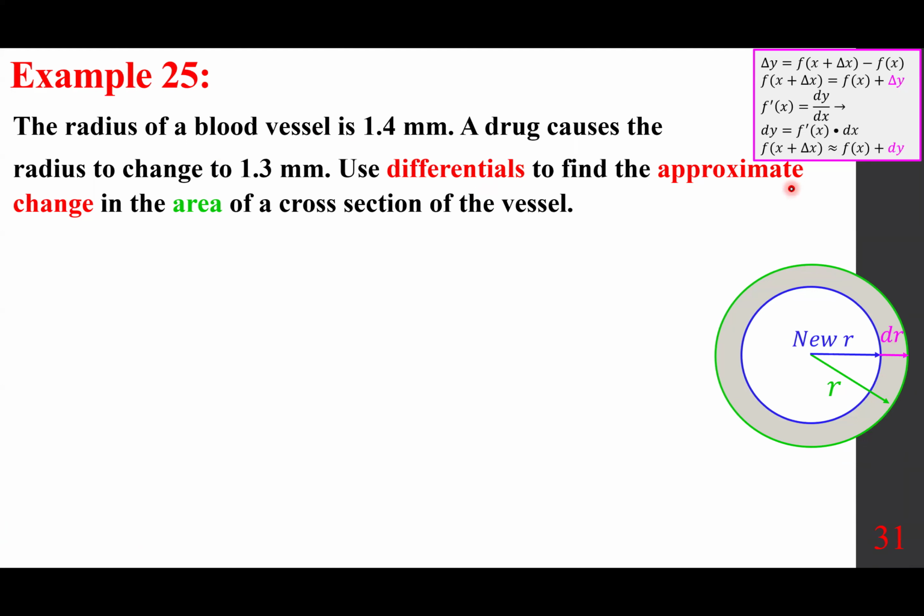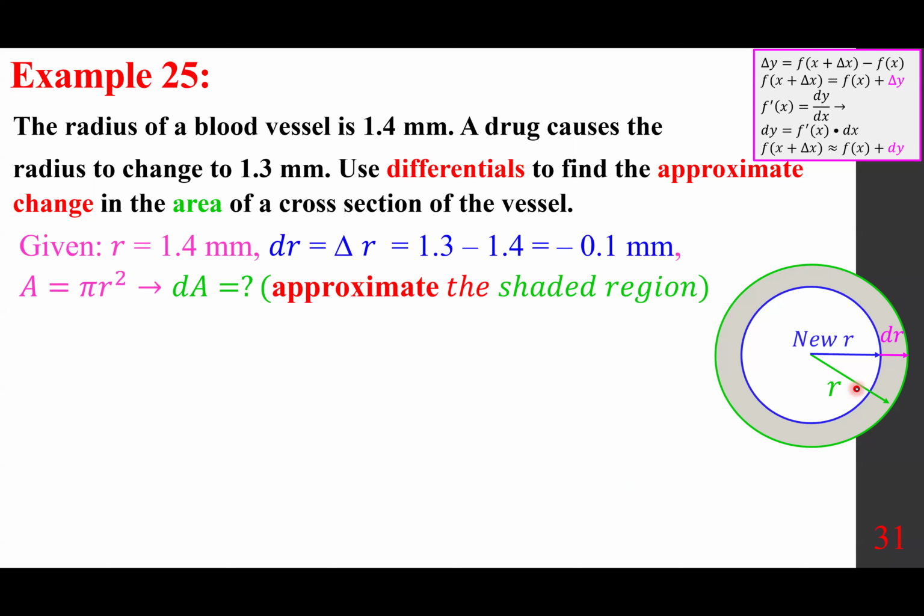First, understanding the concept. So what is given is that r is 1.4. And dr is the difference between the two, which becomes negative 0.1. And of course, A is pi r squared. We want to find dA. This is the approximation of the shaded region.